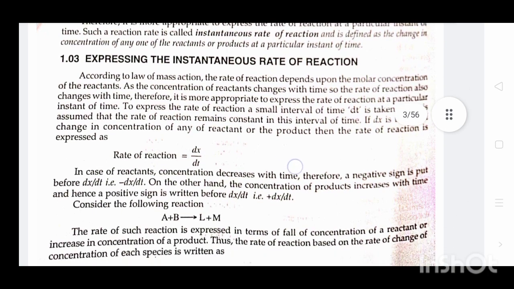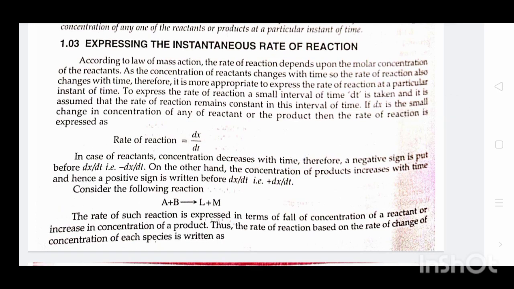Expressing the instantaneous rate of reaction: according to the law of mass action, the rate of reaction depends upon the molar concentration of the reactants. As the concentration of reactants changes with time, the rate of reaction also changes with time. To express the rate of reaction, a small interval of time dt is taken and it is assumed that the rate of reaction remains constant in that interval of time. If dx is the small change in concentration of any of the reactants or the products, then the rate of reaction is expressed as rate of reaction equals dx by dt.